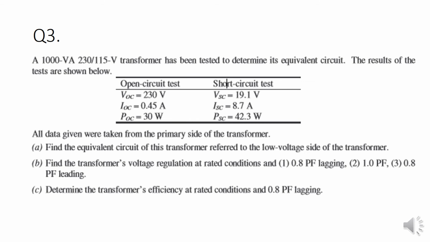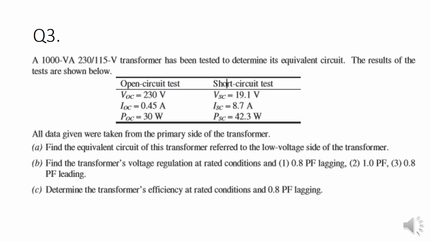So our first task is finding the equivalent circuit referred to the low voltage side. So what is the low voltage side? First, it is given in the first line, right? 1000 volt amperes. What is 1000 volt amperes? 1000 volt amperes is the rated apparent power, output voltage multiplied by output current. 230 to 115 volts, that is given in order to find the turns ratio.